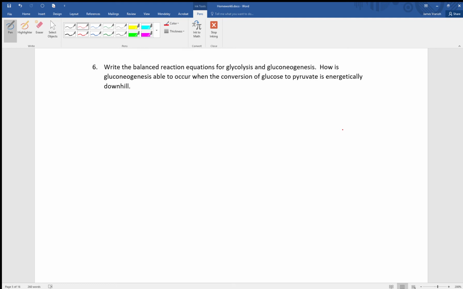All right, so question number 6 asks you to write the balanced reaction equations for glycolysis and gluconeogenesis, and then asks as a follow-up, how is gluconeogenesis able to occur when the conversion of glucose to pyruvate is energetically downhill? All right, so let's write these two equations.